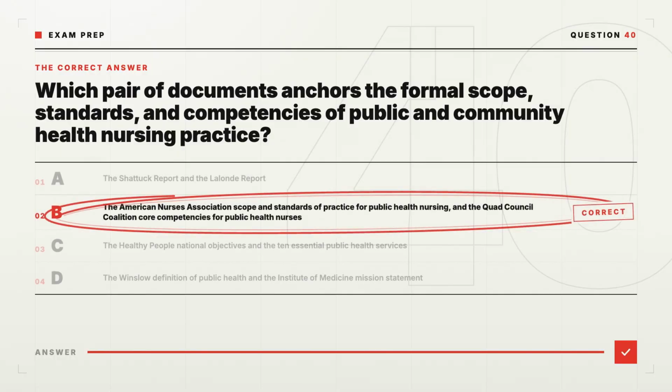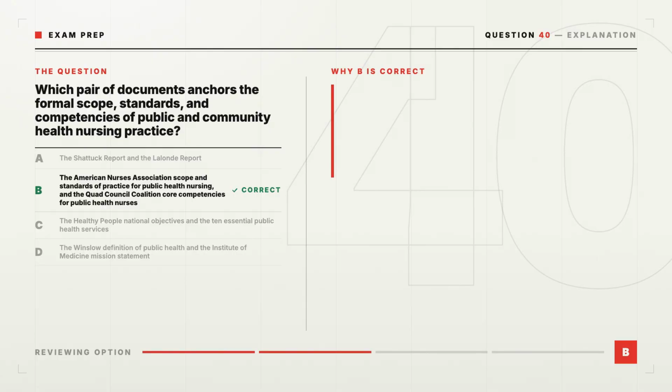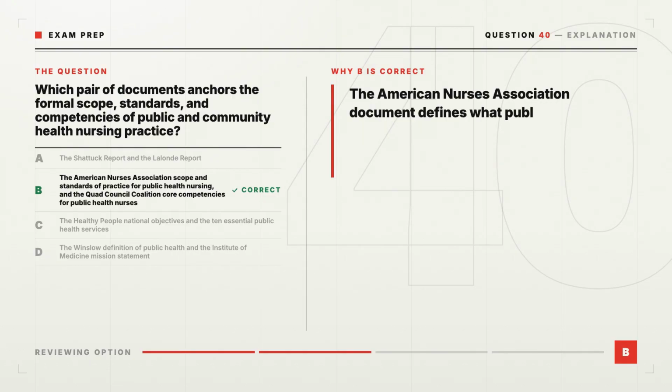The correct answer is B. The American Nurses Association Scope and Standards of Practice for Public Health Nursing, and the Quad Council Coalition Core Competencies for Public Health Nurses. B is correct because the American Nurses Association document defines what public health nurses do and the standards to which they are held, splitting them into standards of practice that follow the nursing process at the population level and standards of professional performance covering ethics, education, leadership, collaboration, and advocacy.